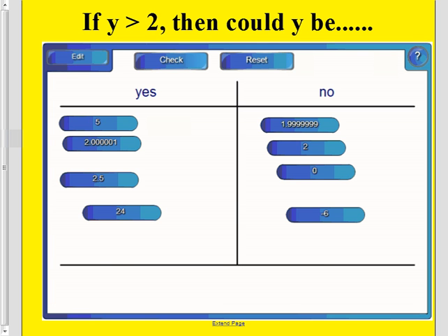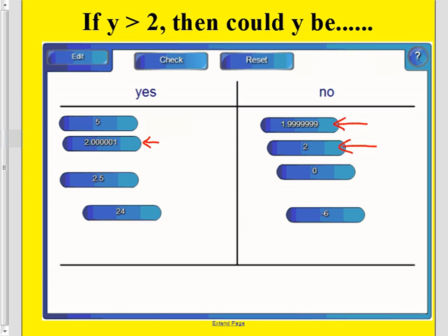All right. So here are where our numbers would need to go. Notice all of the ones in the left column are all greater than 2. So even this one right here, 2.000001, is still greater than 2 because, although it's not much bigger than 2, it is greater than 2. Looking at the ones that are no's, this one is close to 2, but it's not greater. And 2 is not greater than 2 either. It is less than 2. So those would still belong in the no category.